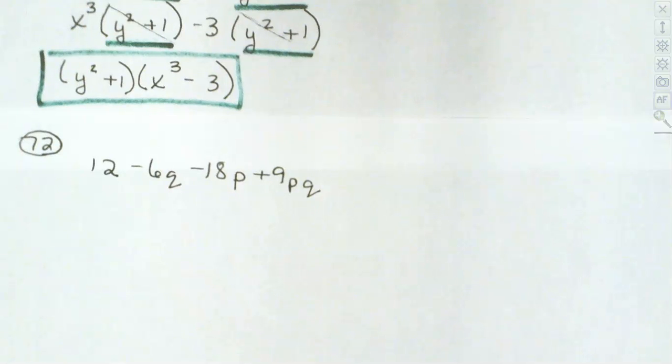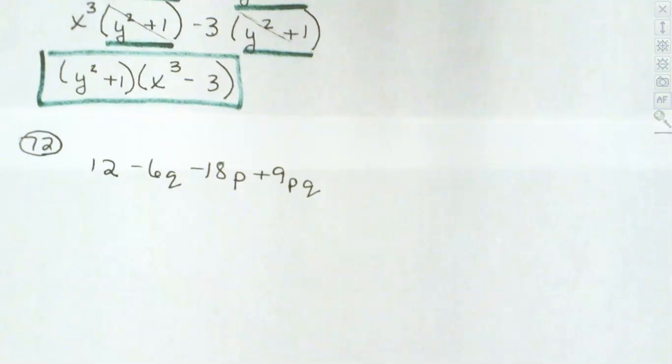Before we can factor this by grouping, we need to look and see if we have a number in common. What numbers do we have? We have a 12, a 6, an 18, and a 9. What number do they all have in common? A number that's divisible by all of them would be a 3, right? So we're going to begin by factoring out a 3.